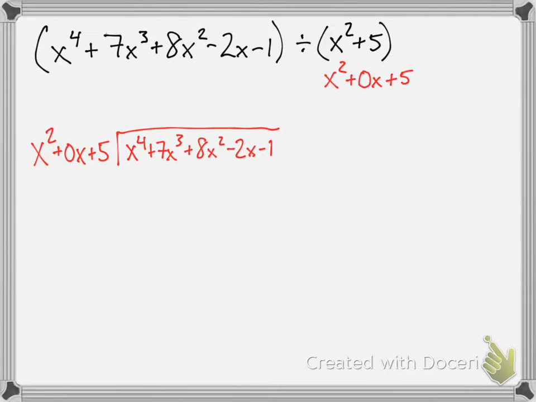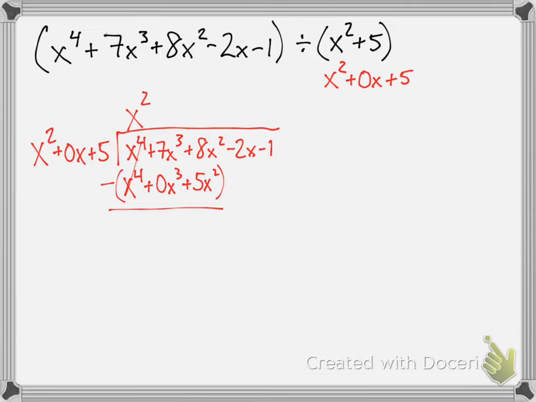So once again, start with the front terms. X fourth, take out x squared, you have an x squared left over. Take that x squared and multiply it to everything. So x squared times x squared is x to the fourth. X squared times 0x is 0x to the third. X squared times 5 is 5x squared. So in this case, you end up with 3 terms that you're going to subtract away, but no big deal. Same exact idea. So the x to the fourths will cancel.